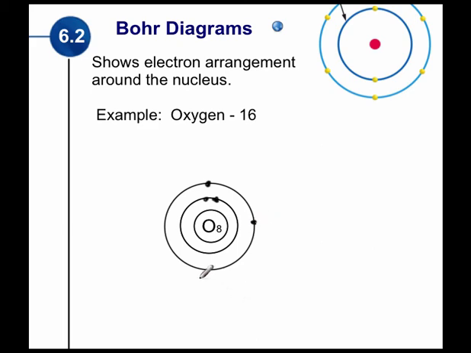There's 5. There's 6. Now once we're at 6, notice we have 4 unpaired in the outer shell. Now we can start pairing. There's 7, and it doesn't matter which one you pair up. I'll pair this one here. There's 8. And that is the Bohr diagram for oxygen.